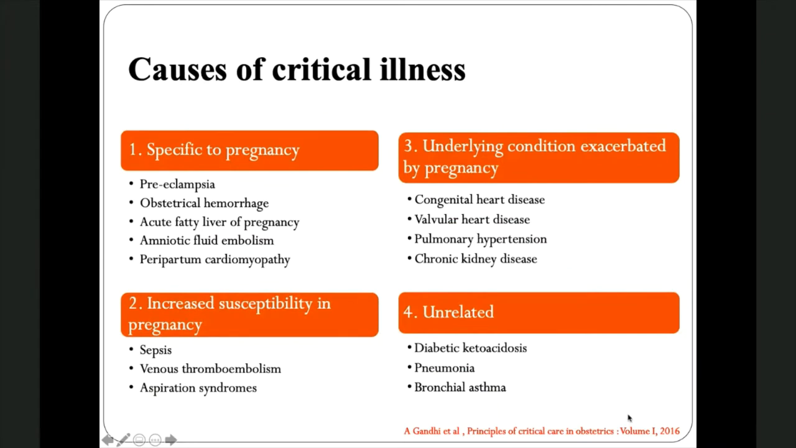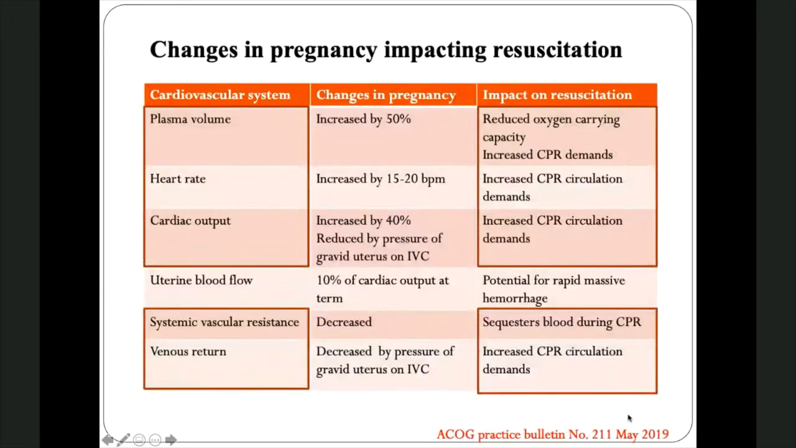So different causes of critical illness, all of this you know, but some of these causes are specific to pregnancy, some are getting exacerbated by pregnancy itself, like heart disease, valvular heart disease, congenital heart disease, pulmonary hypertension, chronic kidney disease. And there are some conditions who have increased susceptibility in pregnancy, like sepsis, venous thromboembolism, aspiration syndrome. And some are completely unrelated, like diabetic ketoacidosis, pneumonia, bronchial asthma and all. Some are particularly specific to pregnancy, which is very important: preeclampsia, eclampsia, obstetric hemorrhage, acute fatty liver of pregnancy, and amniotic fluid embolism.